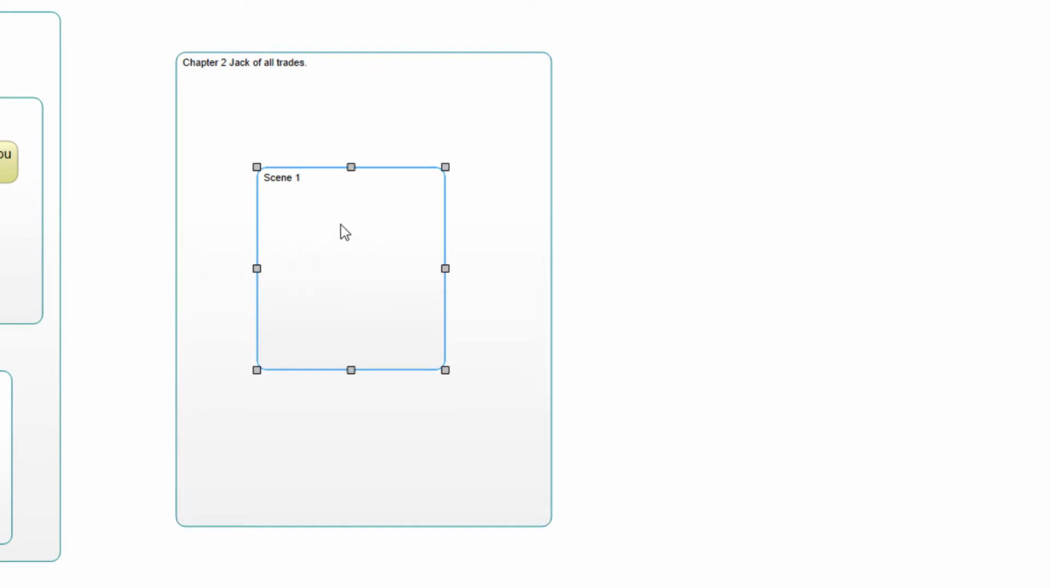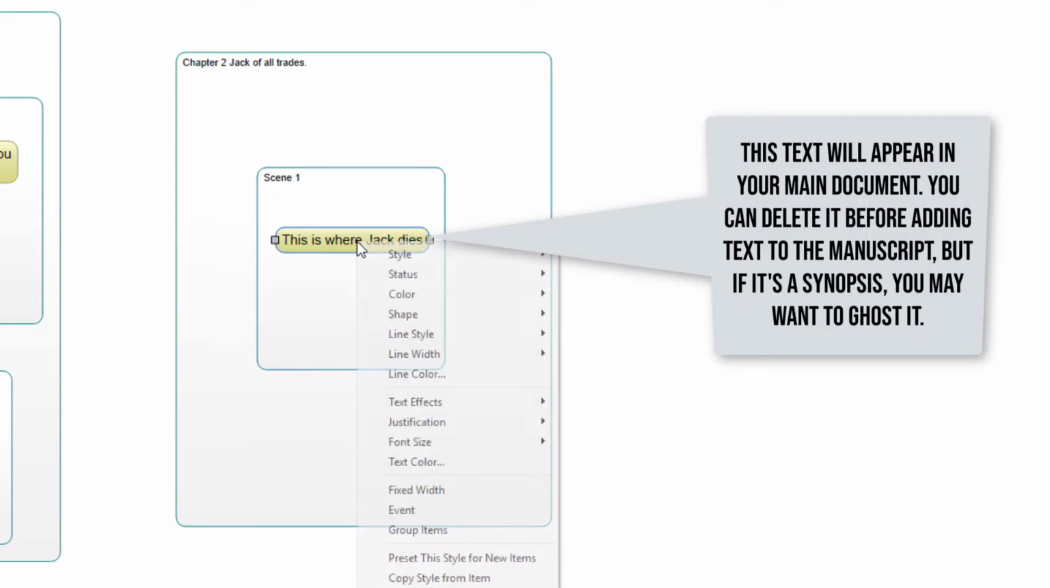If I wanted to add elements to this scene, again, I can double click and I can go, this is where Jack dies. And I can drag that bubble into the scene. And because he's dying, that is an event. So I would right click on it and create an event.